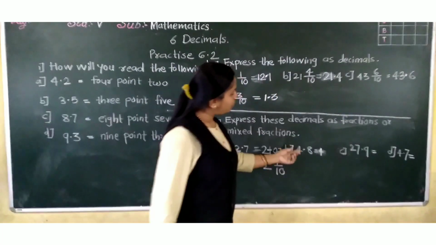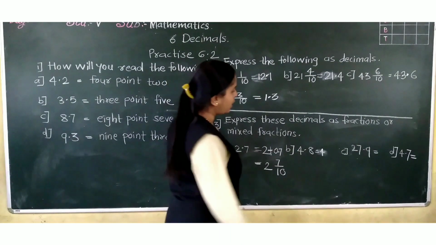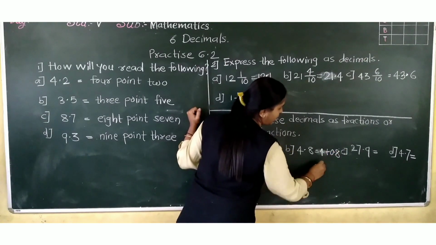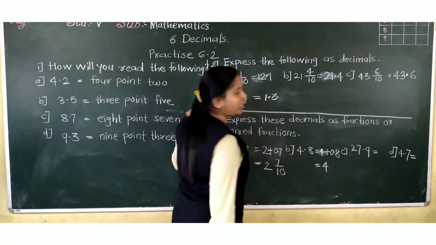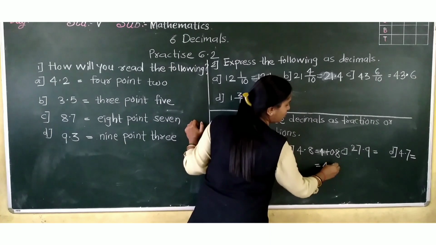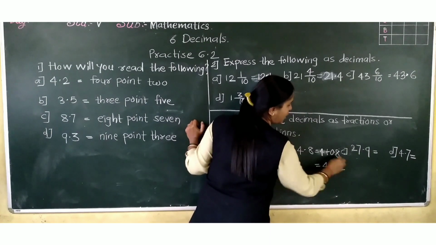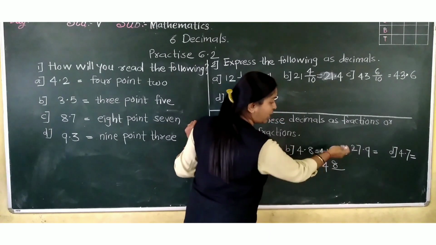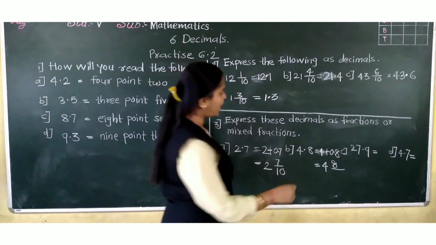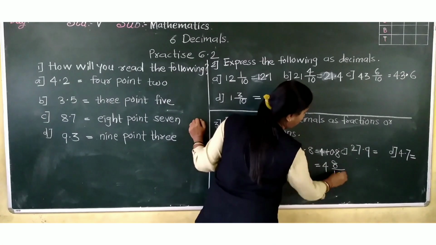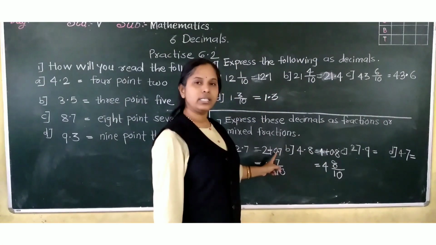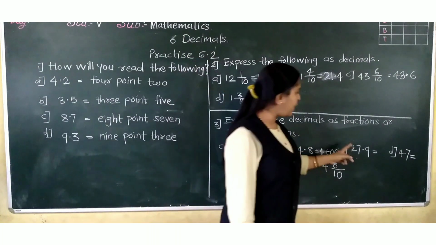So here see, 4. Now, if I remove 4, then here what will remain? Plus 0.8 will remain. Correct? And how to write 0.8 in fraction? Now 0.8. So only one digit will be there. As only one digit is after decimal, only 1 0 will be there at the denominator, that is 10. So answer is 4 and 8 upon 10. How to read? 2 and 7 upon 10.